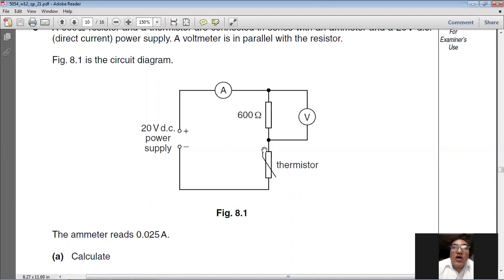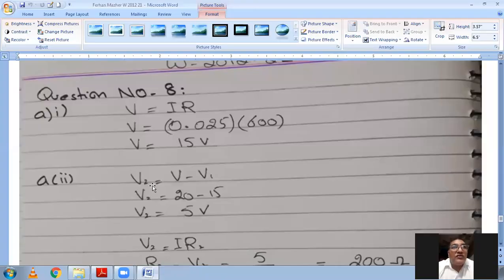So now I know the voltage drop here is 5 volt, and I know the current flowing through it is 0.025. So I can calculate the resistance of the thermistor. V is equal to IR, so R is equal to V divided by I. So 5 divided by 0.025, and the answer will be 200 ohm. Let me show you my work. I've done this on paper also.